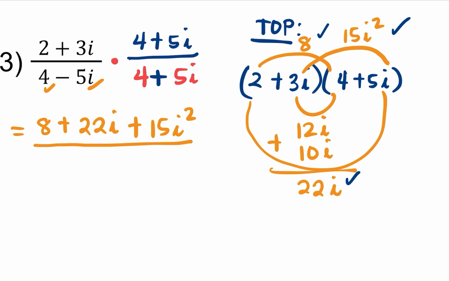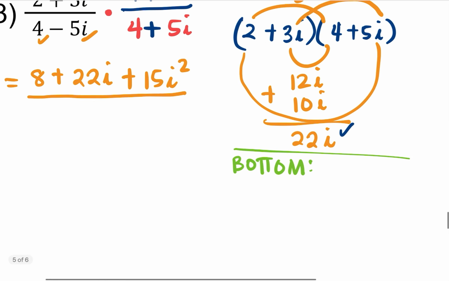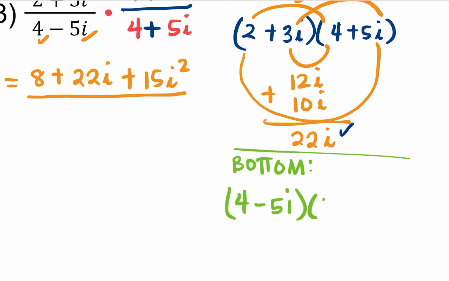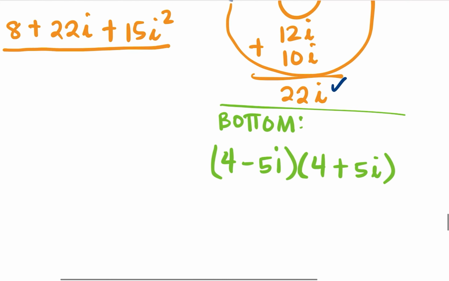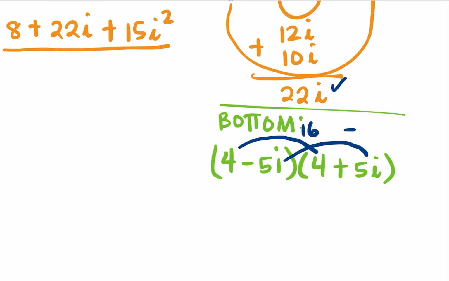Now, guess what? We're going to multiply the denominators. I'm going to label it as bottom or denominator. Okay, so we're multiplying 4 minus 5i times 4 plus 5i. Let's distribute, using FOIL or the box method. Okay, so let's multiply 4 times 4. That's 16. Negative 5i times 5i is negative 25i squared.